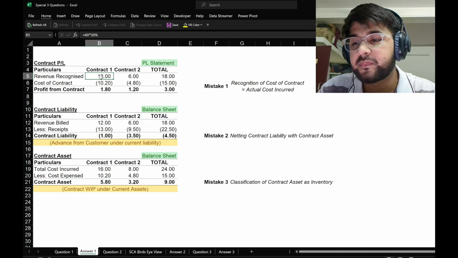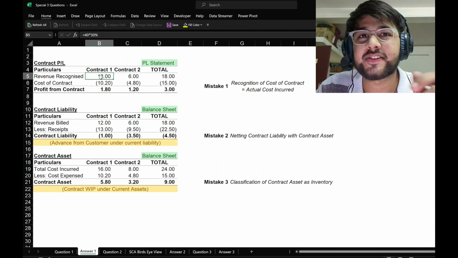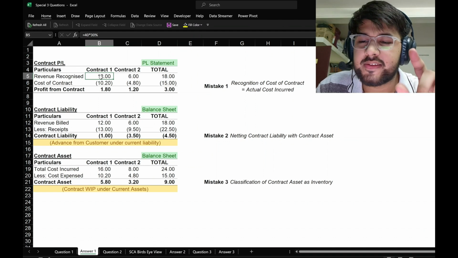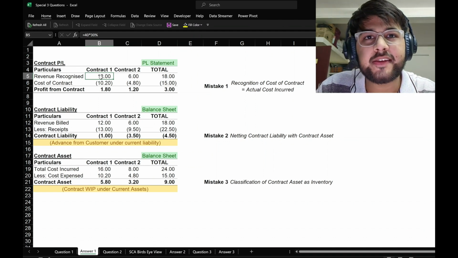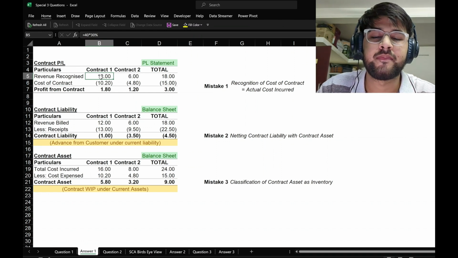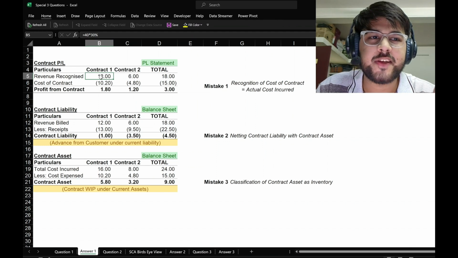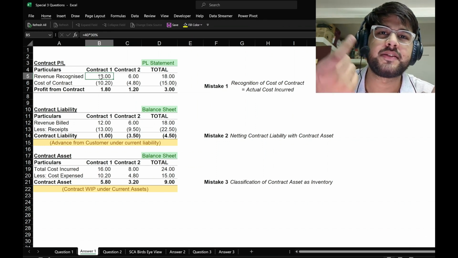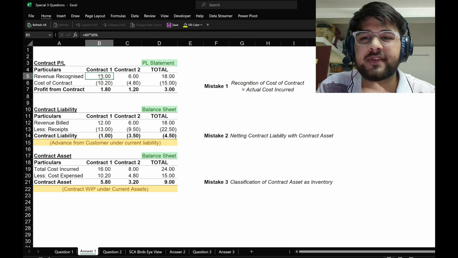Contract assets. You have expensed cost of 16 lakh, but you have only recognized cost of 10.2 lakh during the year. So your contract asset, that is something like a work in progress, is 5.8 lakhs for the contract one. This would be shown under the current assets as contract asset work in progress. You can think of it as inventory, just like you have purchased some inventory and you have expensed the cost of goods sold. What you would be left with is your closing inventory, which would consist of work in progress as well.